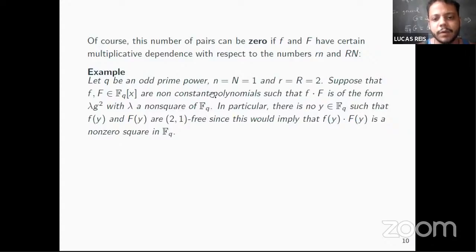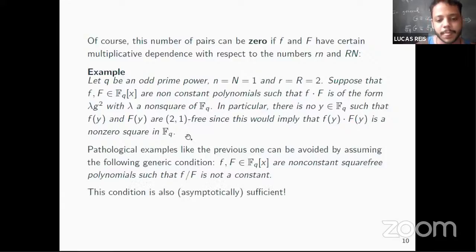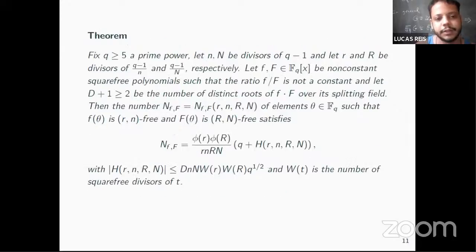There is a counterexample. But we can avoid this kind of thing if we assume this condition, which is not too restrictive. If we assume that f and capital F are non-constant square-free polynomials such that the quotient f over capital F is not a constant, we can avoid this kind of multiplicative dependence. And it turns out that asymptotically, this condition is also sufficient. We have here the theorem.